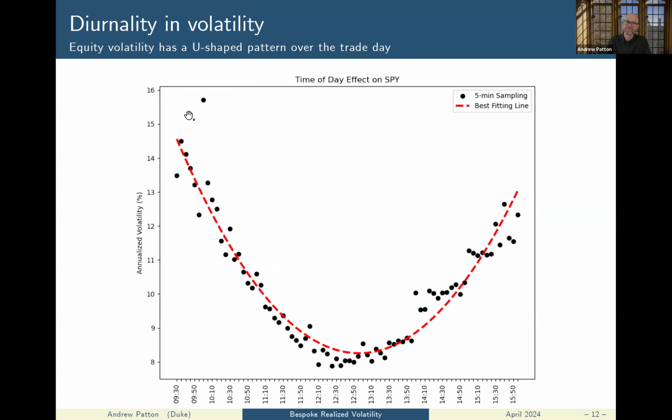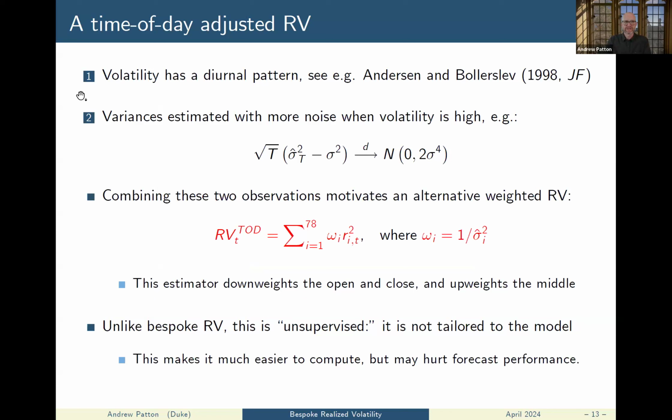What's also interesting and important to note is that the scale of the y-axis is about a factor of 2. So for this particular asset, it opens at about 15 or 16% annualized volatility. Lunch volatility is about 8%. So that's a big variation. Volatility halving or doubling over the trade day. That's a lot. This is well known. This is not news. This is the first part of the motivation for this other estimator.